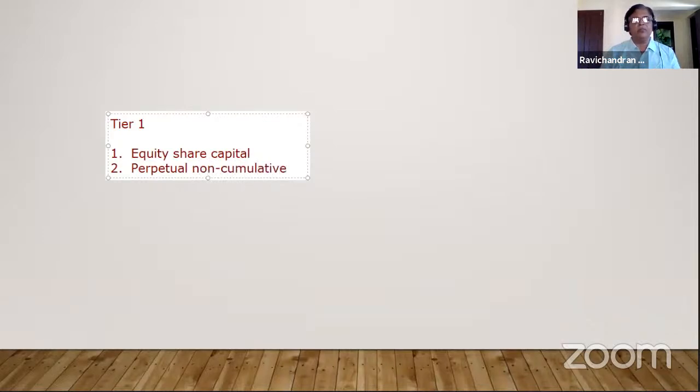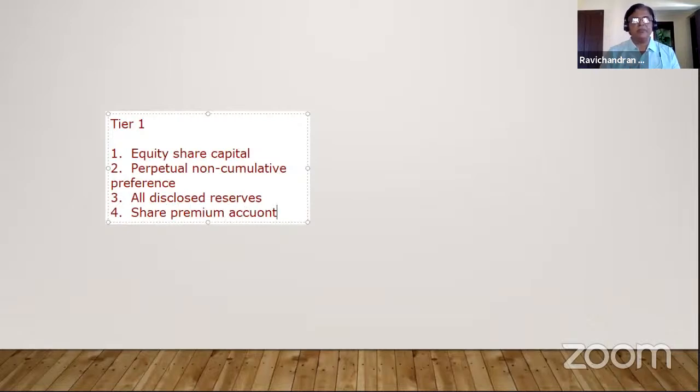Perpetual non-cumulative preference shares will come under Tier 1. Then all disclosed reserves will come. Then the fourth one is share premium, the share premium account.